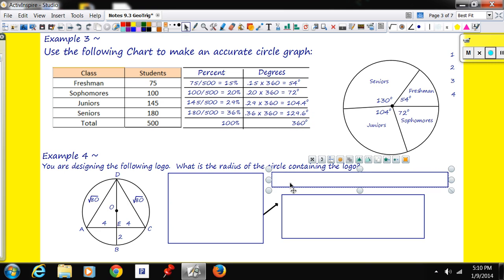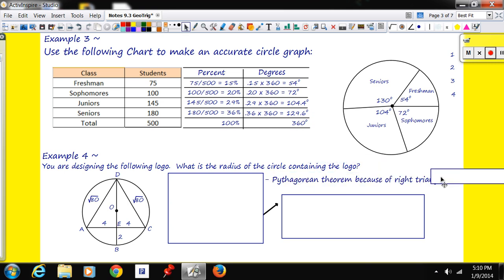Well, what we need to do is use the Pythagorean theorem, because of the right triangle that you see right here. You see this right triangle? We could use the Pythagorean theorem, and we know two sides of that right triangle. We know radical 80 and we know 4, so we could actually solve for DE just by doing the Pythagorean theorem.